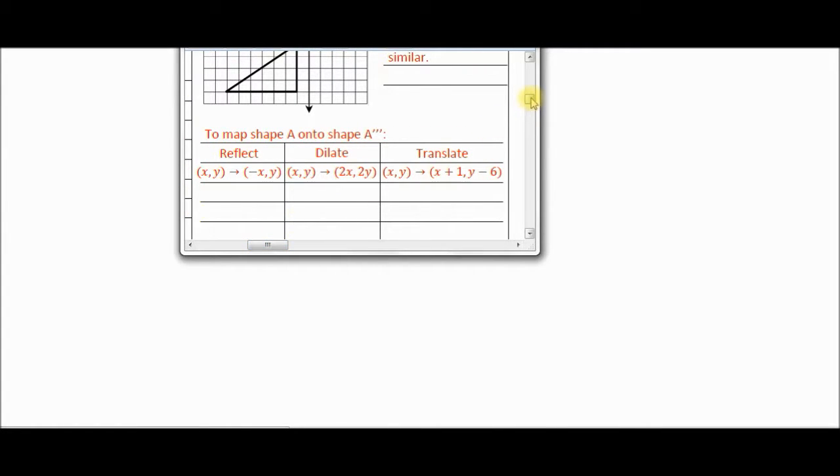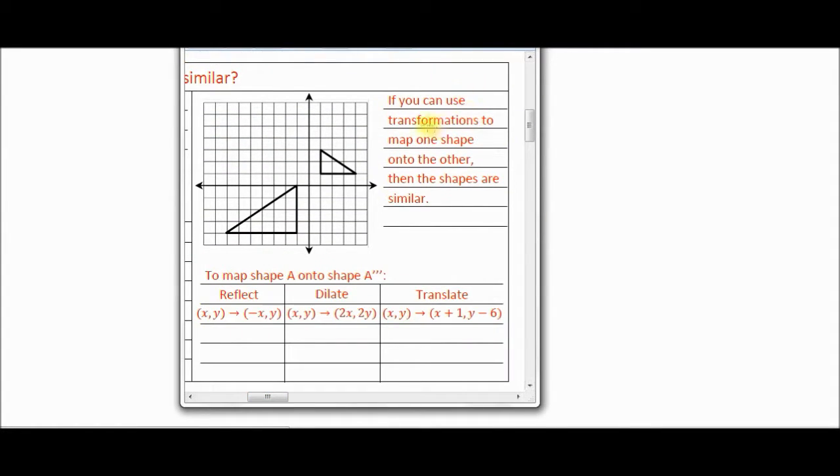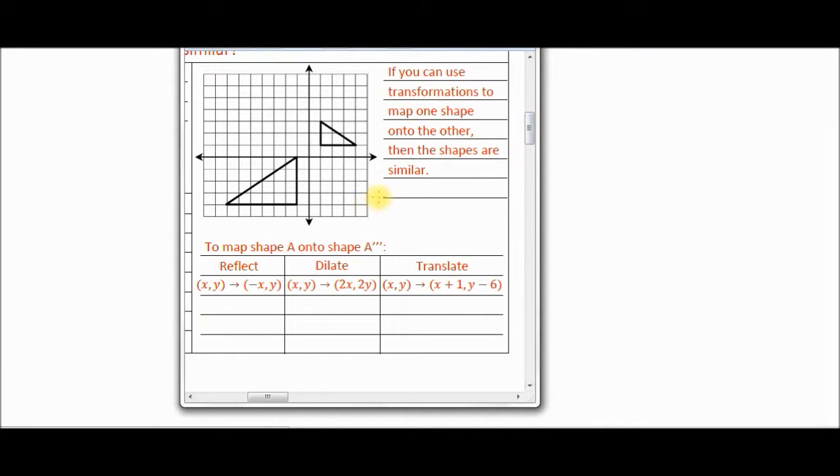And then we have one more way. If you can use transformations to map, that means to move or to copy one shape onto the other, then the shapes are similar. So let's take a look at this. We've already gone over transformation notation in a previous video.